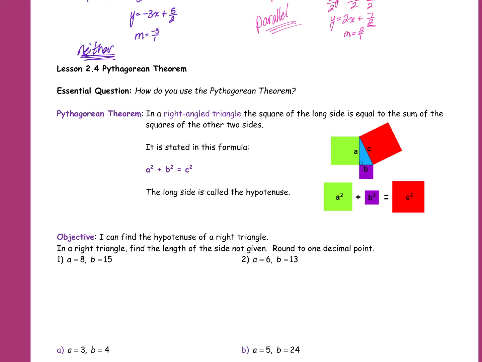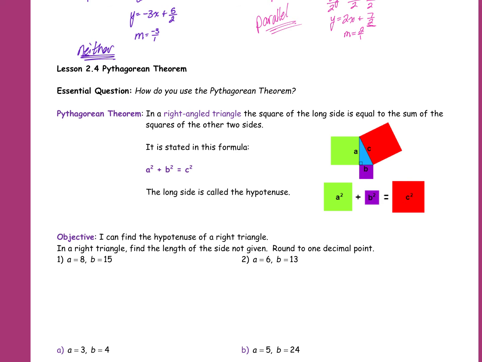Okay, so the Pythagorean theorem says in a right triangle, it has to be a right triangle. If it's not a right triangle, the Pythagorean theorem does not work. The square of the long side equals the sum of the squares of the other two sides. Kind of wordy, right? Kind of ugly. But here's a little picture of it. The long side here is a square. It doesn't look like a square, but it is. The square of this side equals the sum of the squares of these two squares.